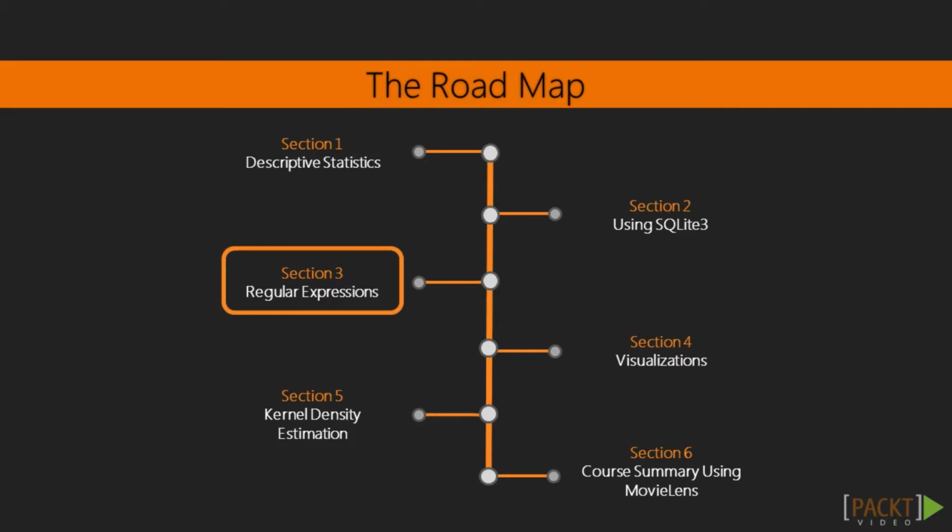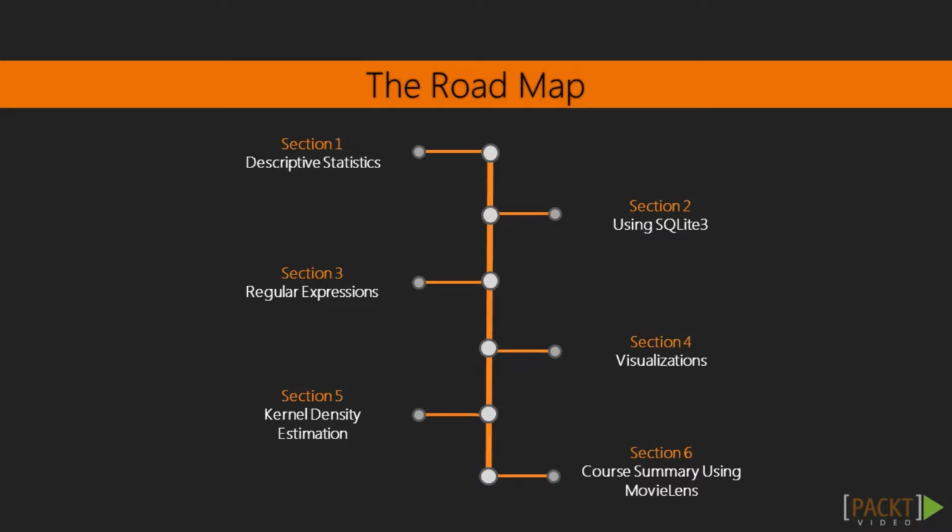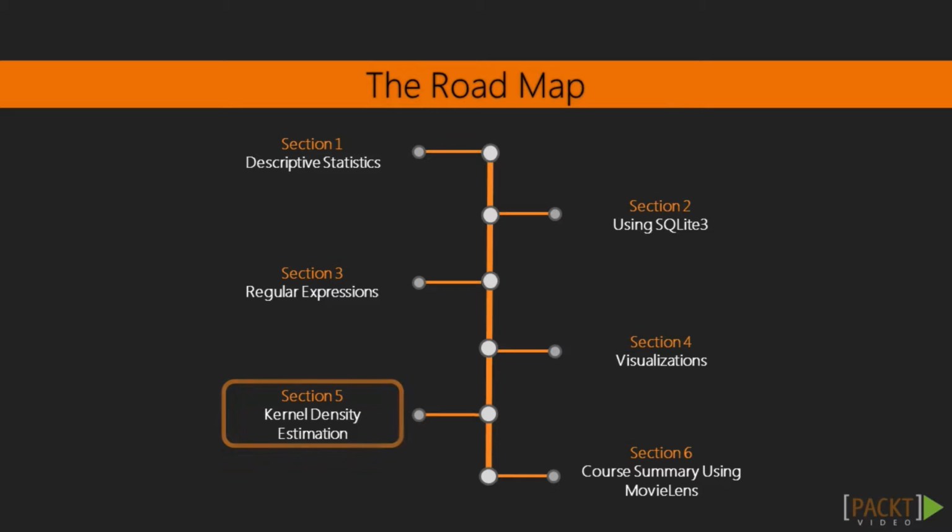In the third section of this course, we're going to be working with regular expressions. Regular expressions are a textual pattern that allows us to filter data, and it allows us to make sure that columns in our data match a particular standard. In section 4, we are going to create compelling visualizations and make publication-ready charts and graphs. In section 5, we are going to learn about the normal distribution. And using that normal distribution, we are going to create a visualization known as the kernel density estimator.